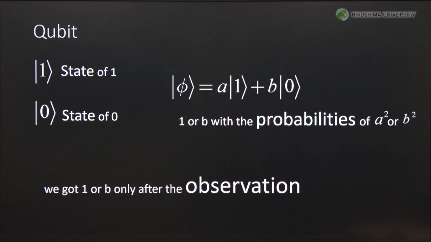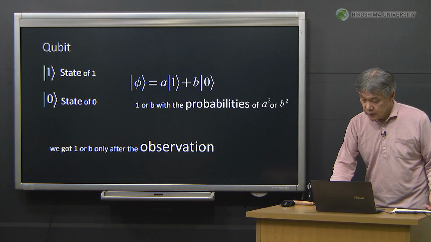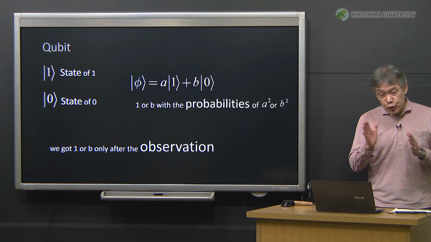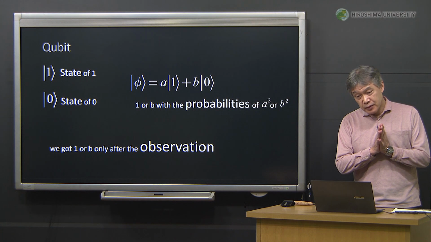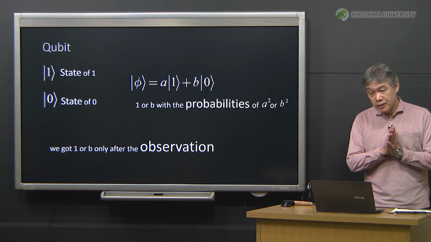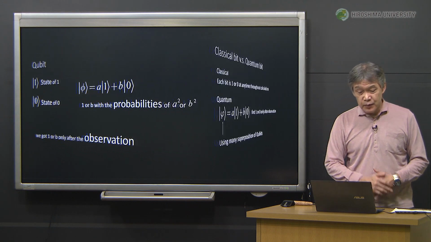This is the same slide, but anyway, this is a and b. After observing this state phi, we can get 0 or 1 with a probability of a squared or b squared. So if we define the bit in a quantum computer, the qubit, there is a big difference from the classical bit.